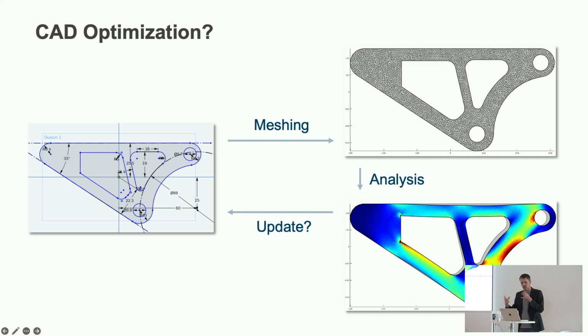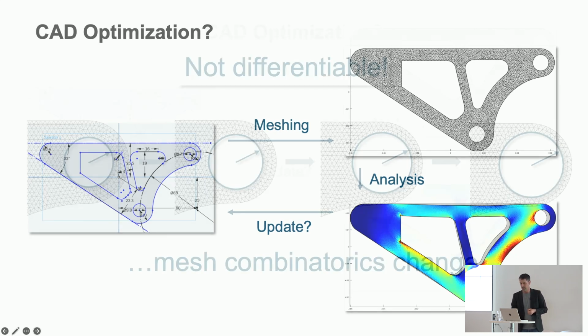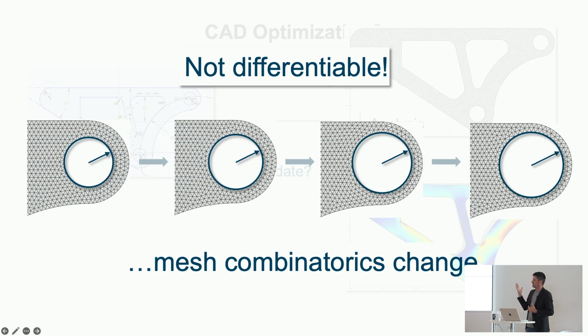So what we want to know is, how does the performance of the part change with respect to small changes in the CAD model itself? For this, we ideally want this process to be differentiable, and smoothly differentiable. The big problem is that, unfortunately, in the general case this is not the case. With each update that you do, for example when you enlarge the hole, you need to create a new simulation mesh in each step.